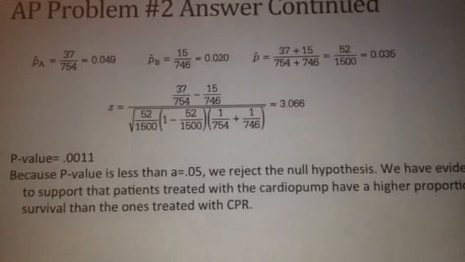After conducting our 2-sample z-test, we get a p-value equals 0.0011. Because the p-value is less than alpha equals 0.05, we reject the null hypothesis. We have evidence to support that patients treated with the cardio pump have a higher proportion of survival than the ones treated with CPR.